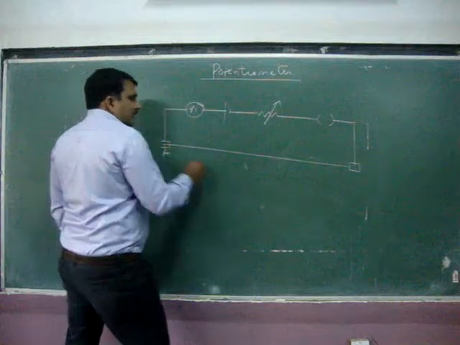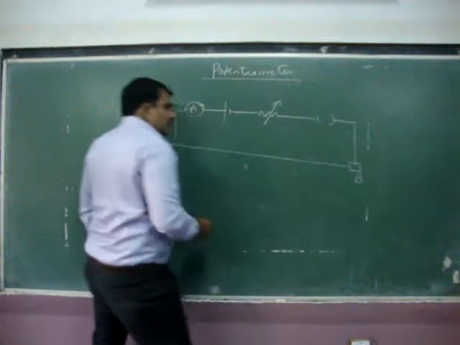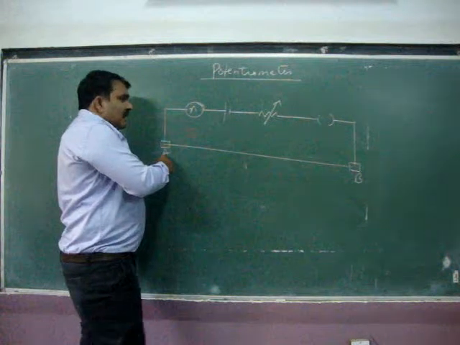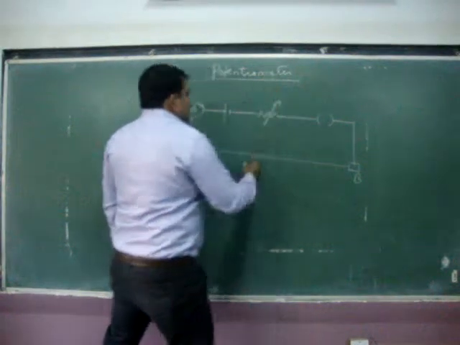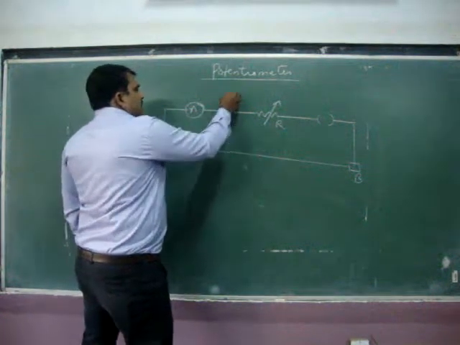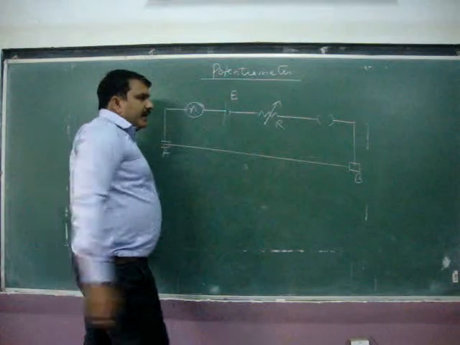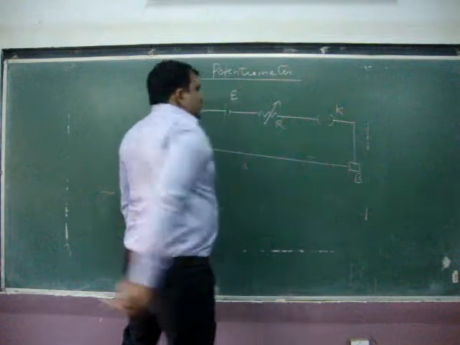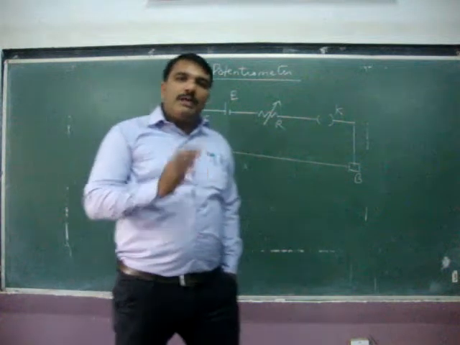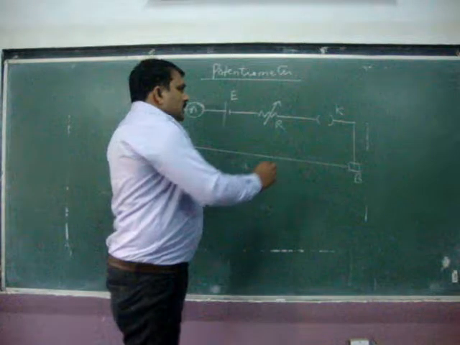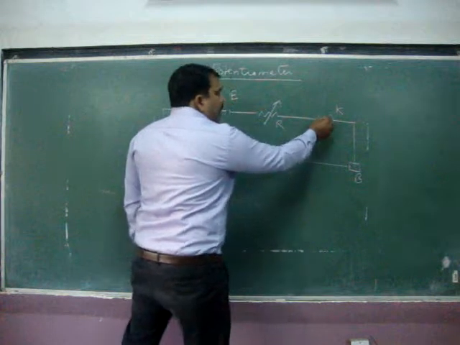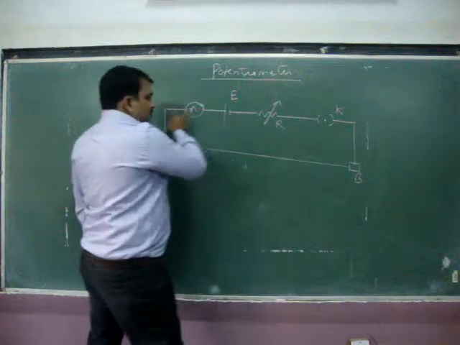This wire is AB. The left end of this potentiometer wire is A, and the right end of the potentiometer wire is B. So this resistance is R, the driver cell EMF is E, and this is the key K. So this is the basic circuit of a simple potentiometer. Now, as you close this key, some current will start flowing in this potentiometer circuit.